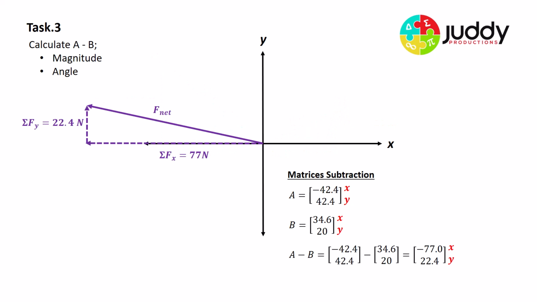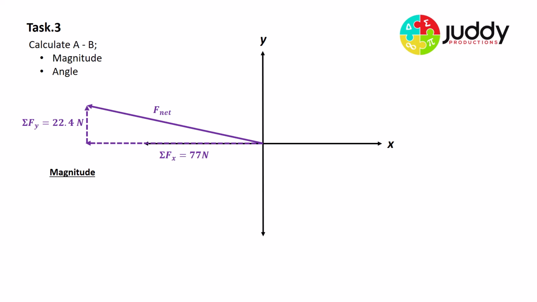Now to take them away, we again just take the elements. The x component from vector A, and we're going to take away the x component from vector B. Negative 42.4, take away a further 34.6, gives me a total of negative 77. And 42.4, take away 20, gives me 22.4. So the negative 77 just means our x component starts at 0 and it goes 77 units to the left. And our positive 22.4 means it starts at a y of 0 and goes up 22.4.